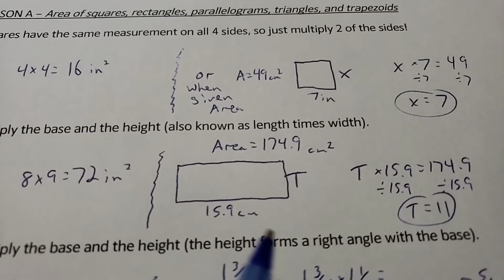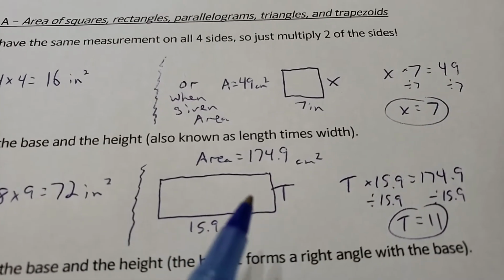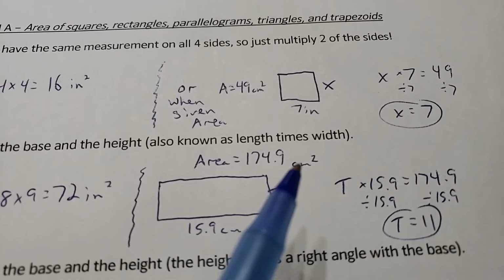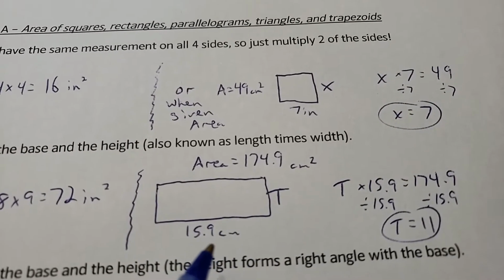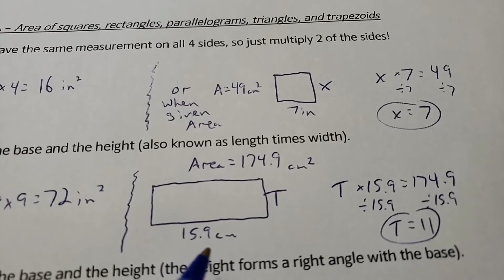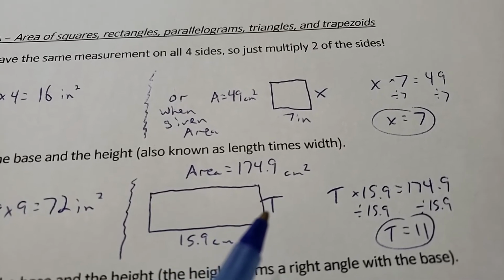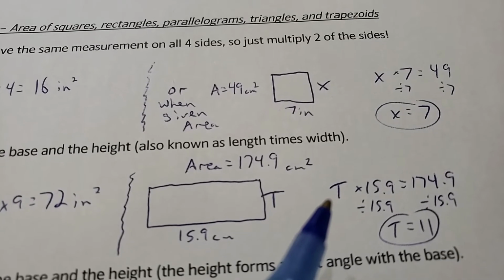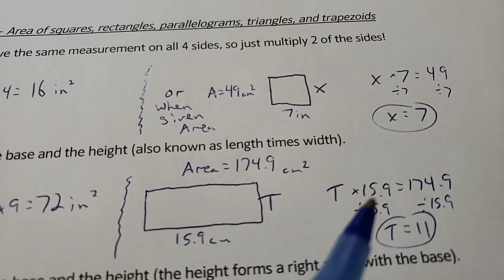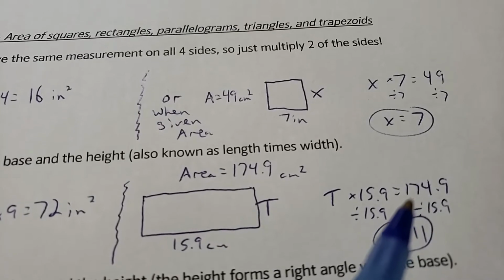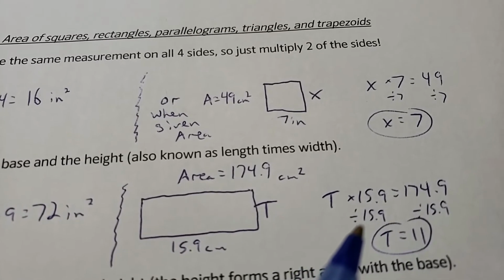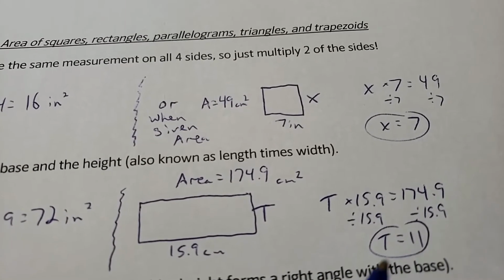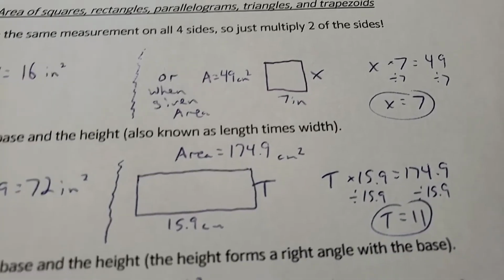Now, sometimes they give you the area, and you're missing the length or the width. In this problem, they give you 174.9 square centimeters for the area, and they give you one of the side lengths, 15.9 centimeters. We're just missing this t side for right now. So we'll work through it like an algebra formula. t times 15.9 should give us 174.9. So instead of multiplying by 15.9, we divide each side by 15.9, and it gives you t equals 11.